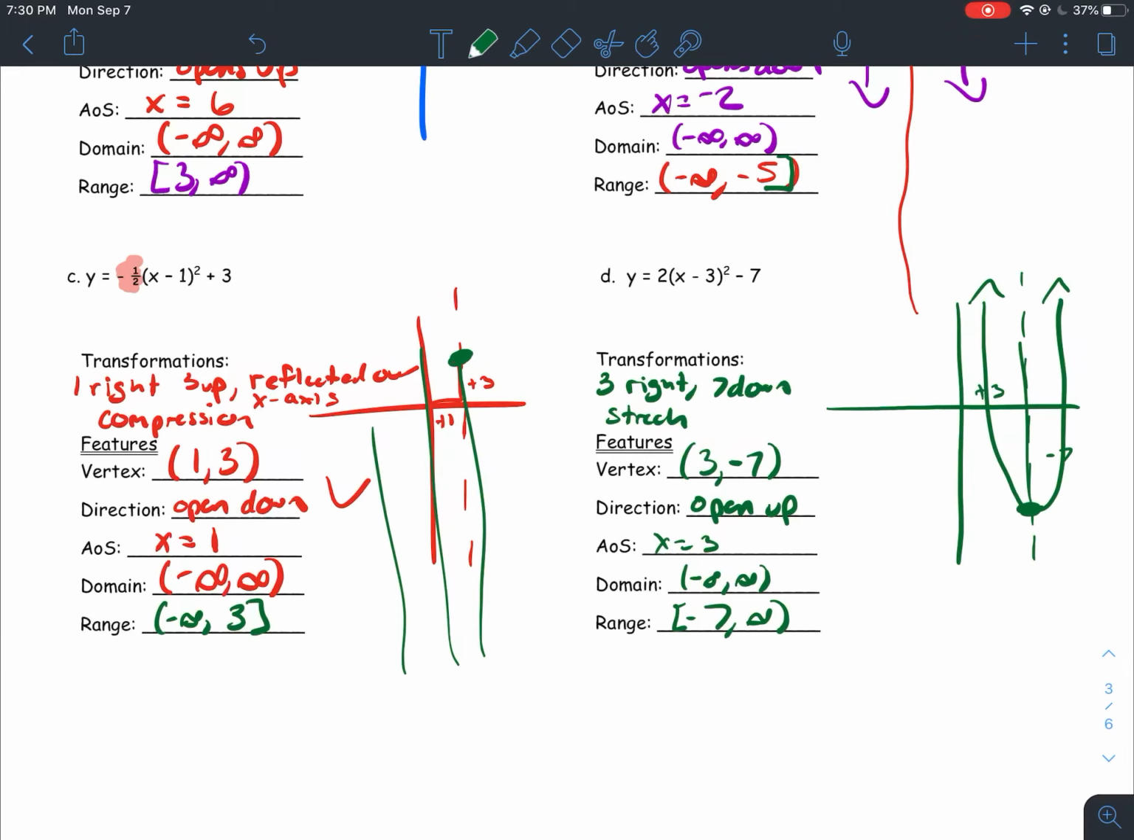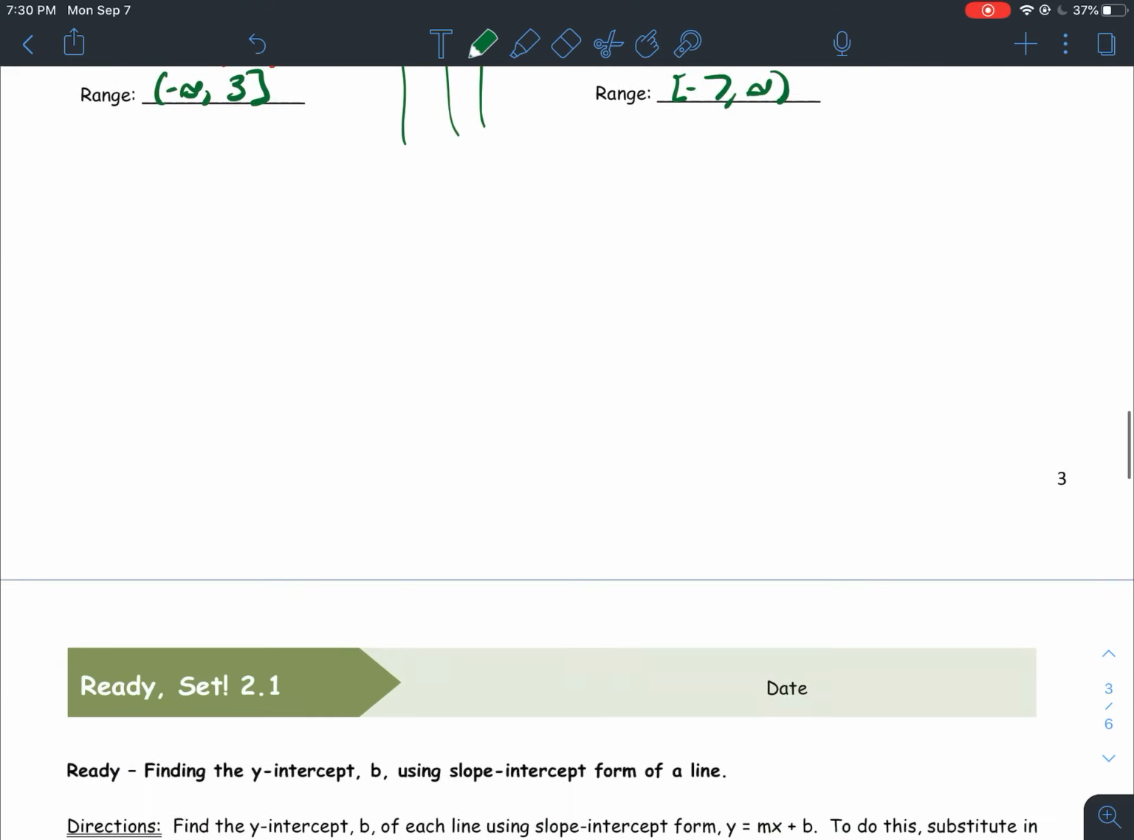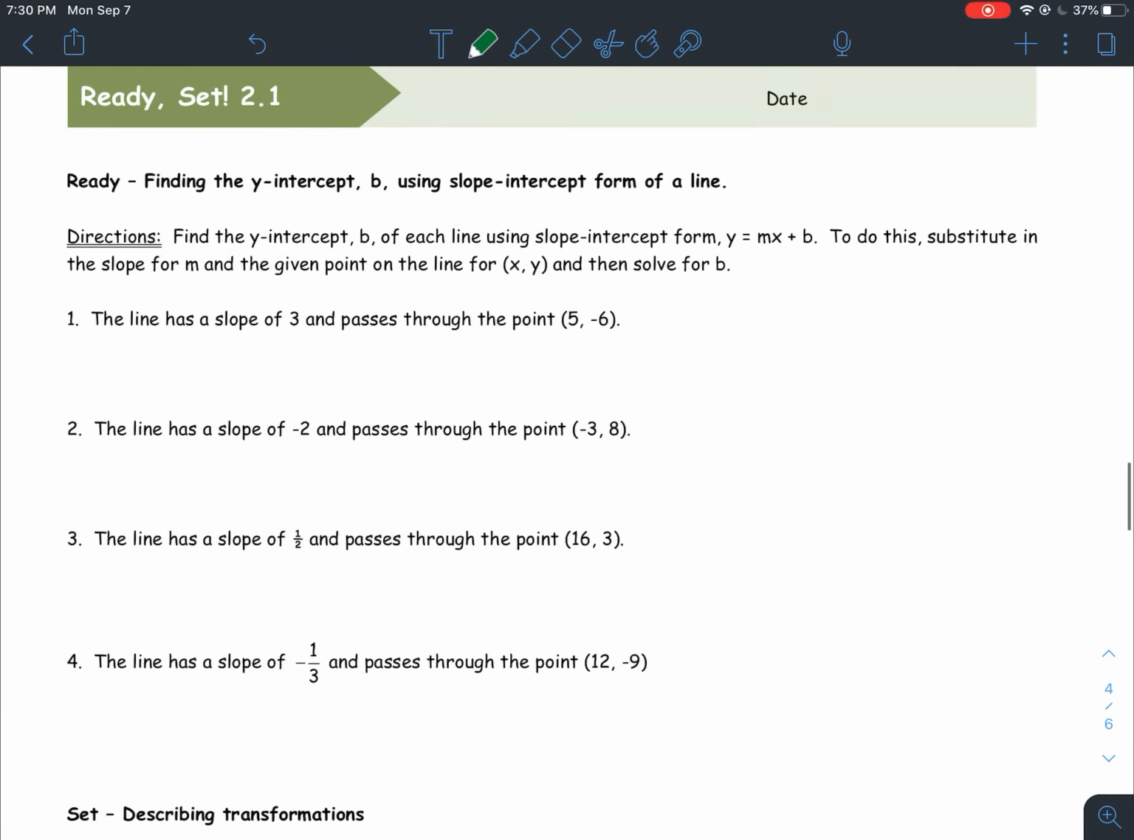All right. I did want to do at least one question from the ready. So let's go ahead here. I'm going to do number 1. It says find the y-intercept b of each line using slope-intercept form y equals mx plus b. To do this, substitute in the slope for m and the given points for x and y, and then solve for b. So what are they asking you to do?